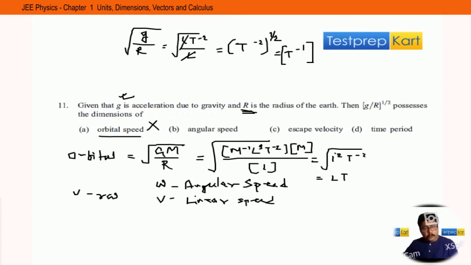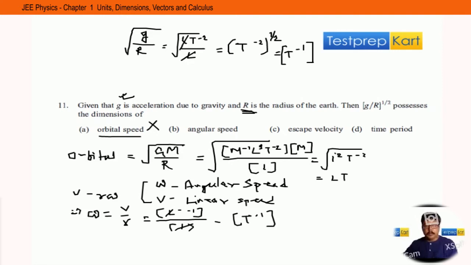Right? So in this case, what can we write? We can write what we need to find out, and the rest of the things we need to put together. V by R. V means linear speed. Its dimension is L t to the power negative 1, and the radius is L, so L and L cancel. We are getting only t to the power negative 1. But here it is also t to the power negative 1. So it is correct.